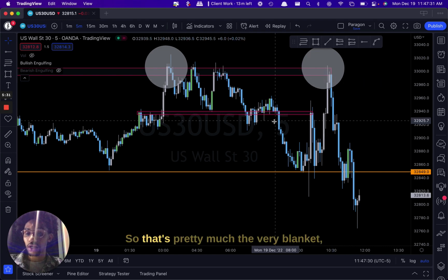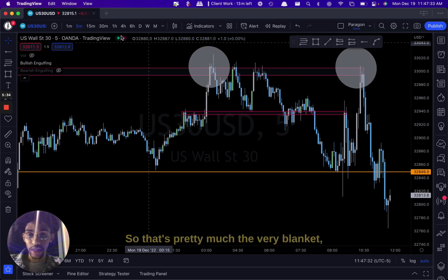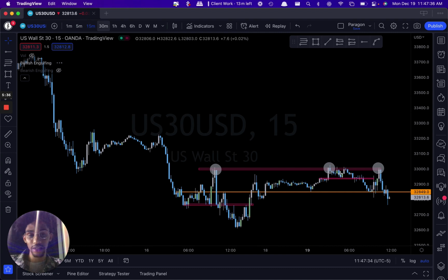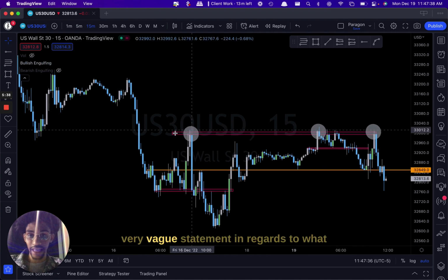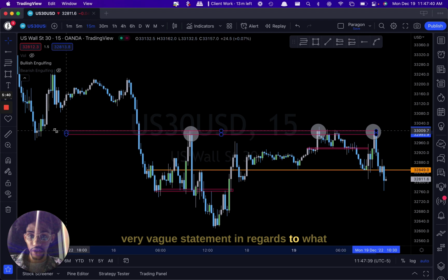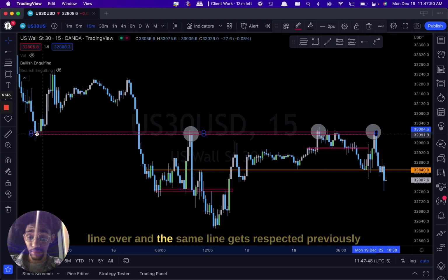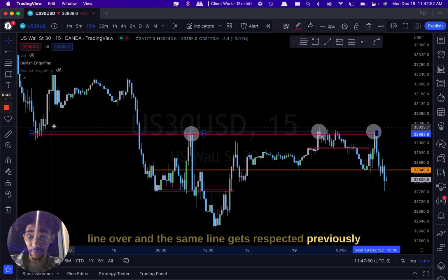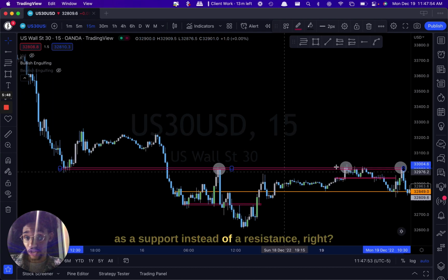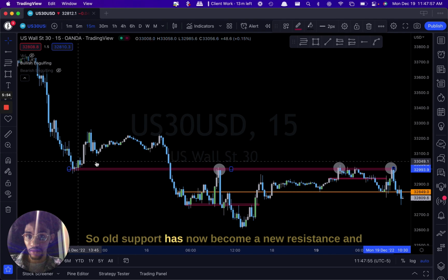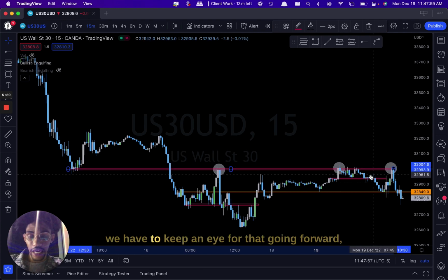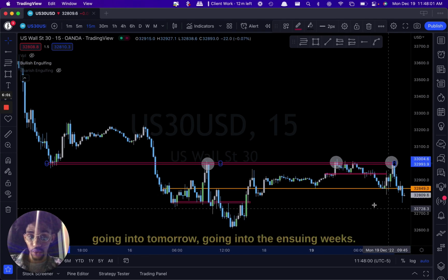That's pretty much the very blanket, vague statement in regards to what happened in today's price action. And I can show in this example, I'm just moving my line over and the same line gets respected previously as a support instead of a resistance, right? So an old support has now become a new resistance, and we have to keep an eye on that going forward, going into tomorrow, going into the ensuing weeks.